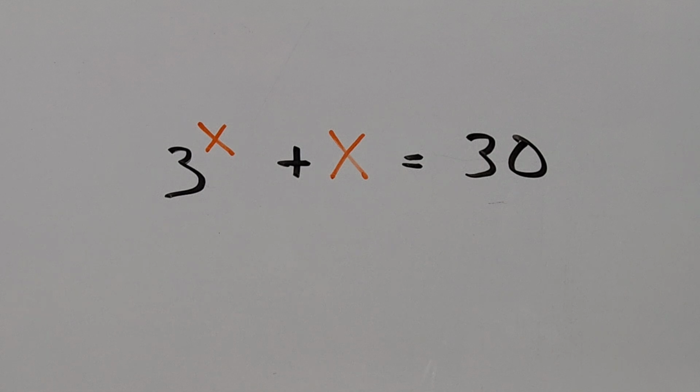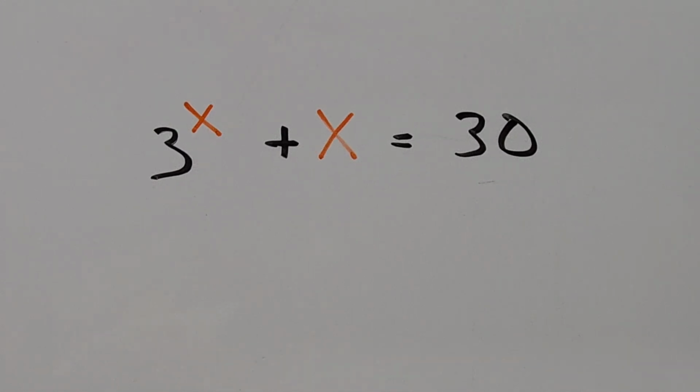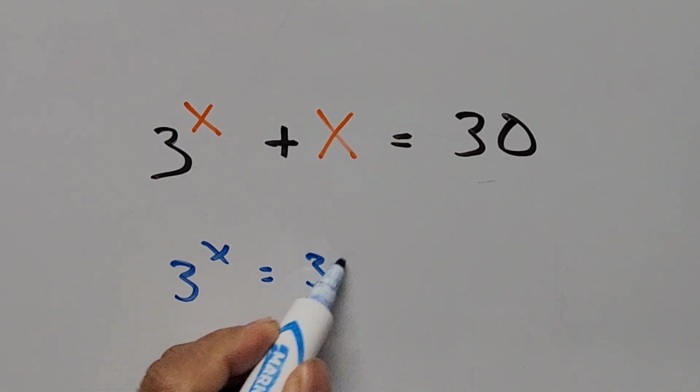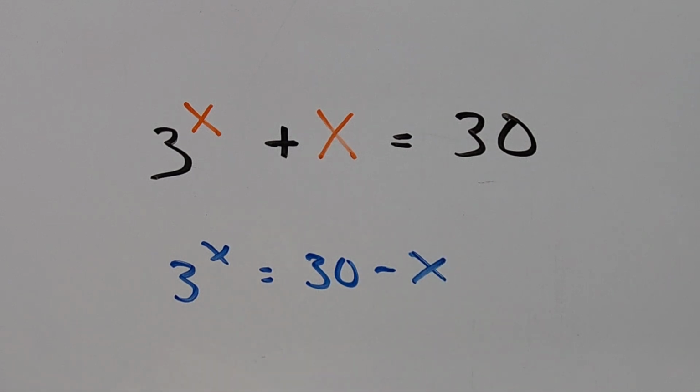But what about having a solution to that? How do we solve this kind of equation? Well, in here, we'll show you a step-by-step way of solving this equation. Alright, so let's start with moving the x to the right-hand side of the equation. So, 3 to the power of x equals 30 minus x.